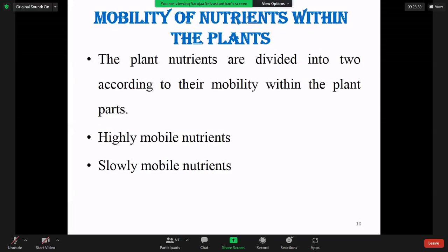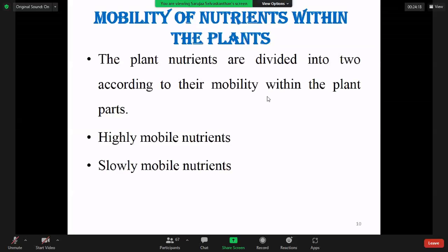Up to this, what have we studied? You can message me in the chat box if you are shy to talk during the lecture. What are the main topics we have covered up to this? Nutrient deficiency and toxicity, and what the nutrients are and how they are classified. Okay, isn't it? Yes, ma'am.